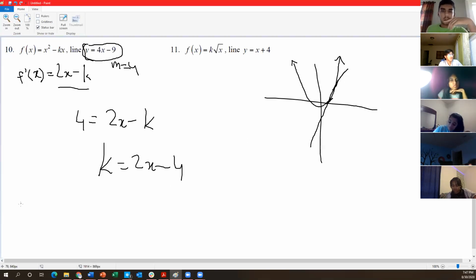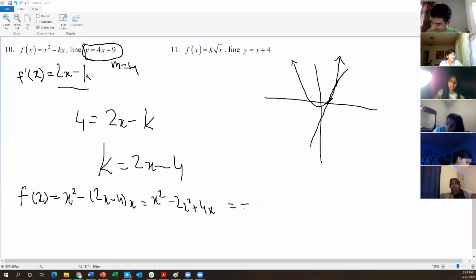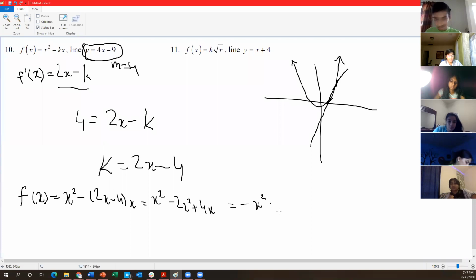Well, the first thing I'm going to do is substitute k back into f of x. f of x is equal to x squared minus (2x minus 4)x, which is equal to x squared minus 2x squared plus 4x, right? And that's equal to minus x squared plus 4x, right?